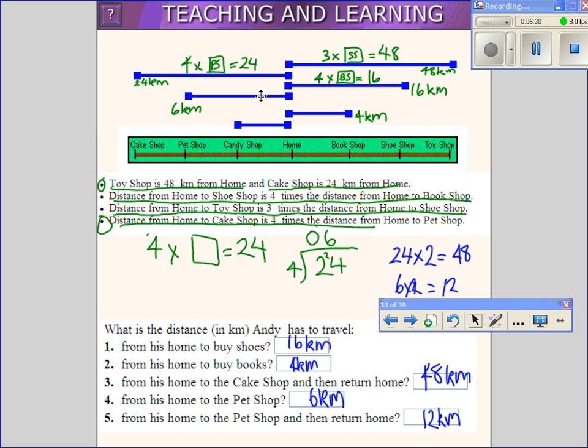Now I might like to challenge myself by asking some other questions, such as how many times would I need to walk to the cake shop to make the same distance from home to the toy shop? Or how long would it take me to walk to the bookshop, then to the shoe shop and back home? You can think of some other questions to challenge yourself.